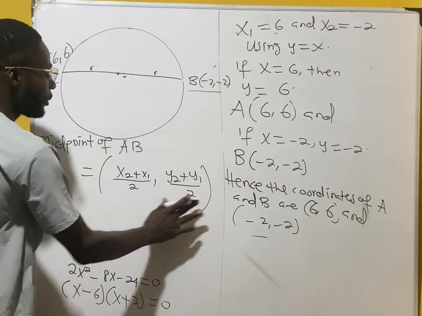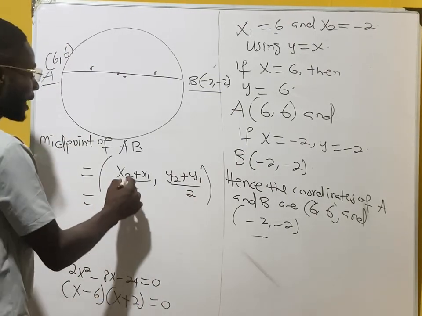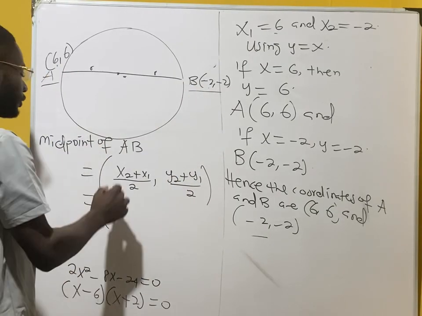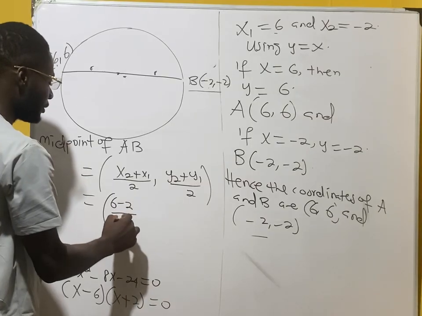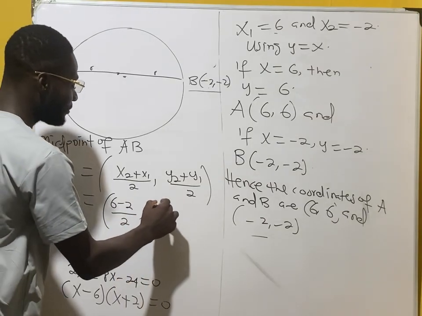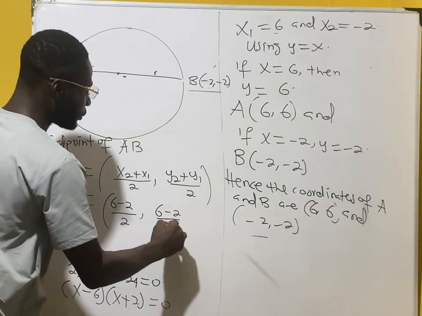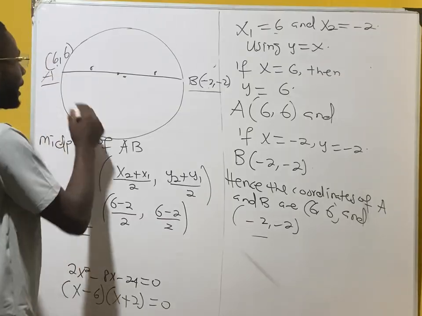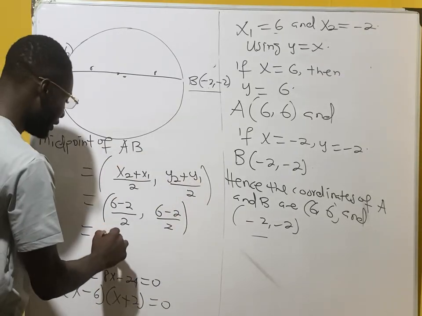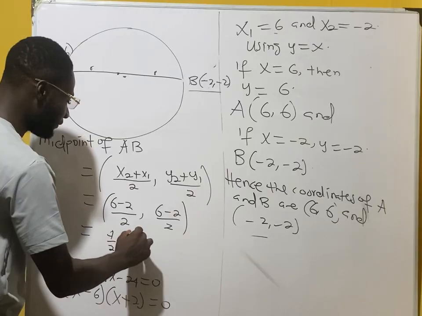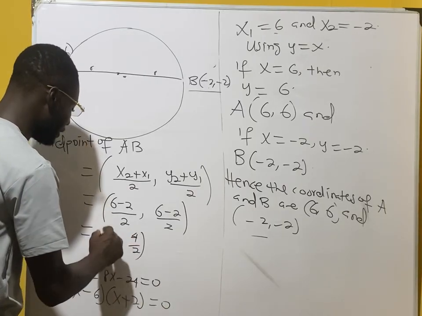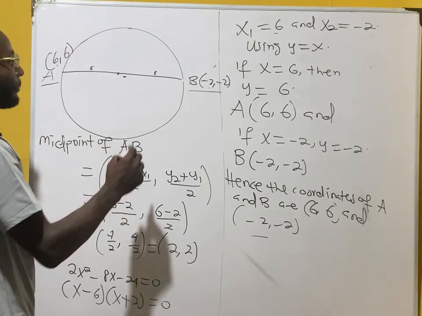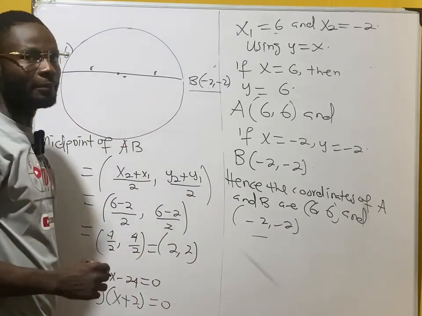So here we're going to have x2, which is -2, and x1 is +6. So it's going to be 6 minus 2 over 2, right? And the same thing here, 6 minus 2 over 2. So the midpoint of line AB is 4 over 2 and 4 over 2, which is basically equal to (2, 2). So that is the midpoint of line AB.